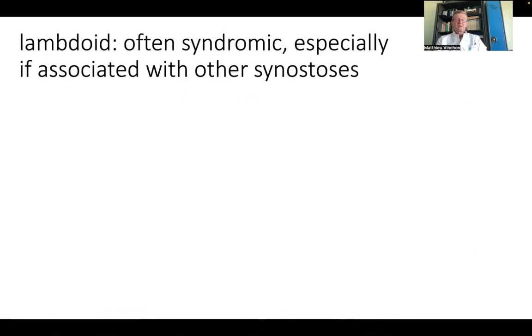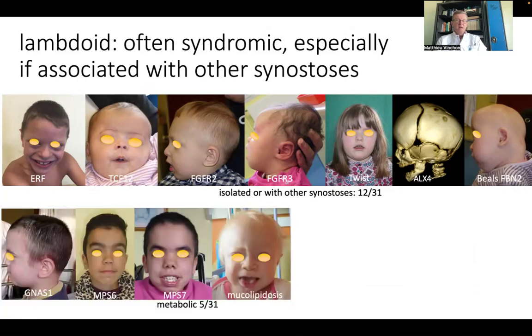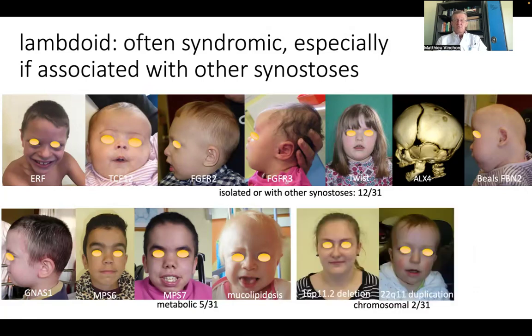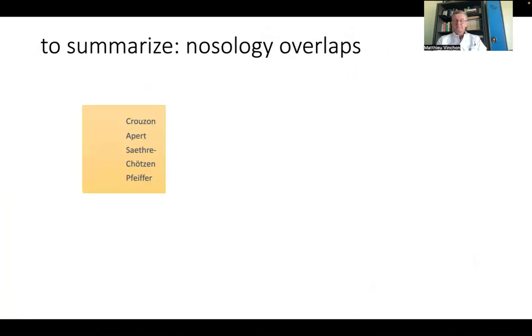The lambdoid synostoses are often syndromic, and especially if it is in the situation of multiple synostoses. It can be associated with the classical genes of other synostoses. In our series of 31 cases, 12 of them had these genes. It can be associated with a metabolic disorder, as I said before, of the bone metabolism. It can be a chromosomal disorder, and can be associated with other mutations, like in this Alagille syndrome.